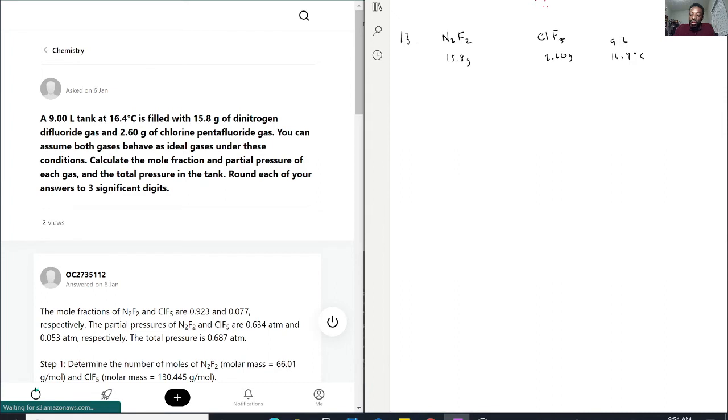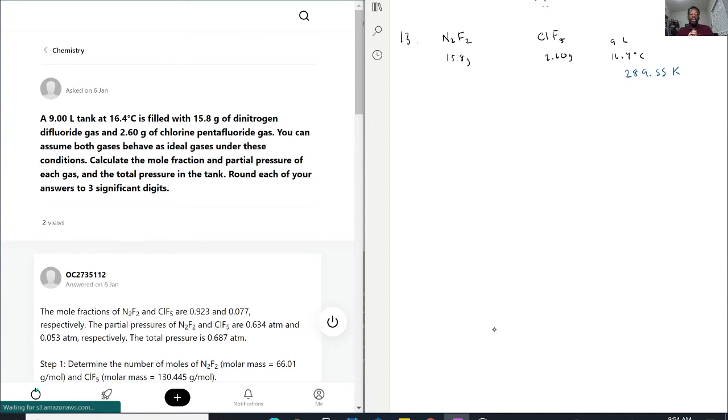So now let's go through. First thing I want to do, we won't need it now, but just because we are going to use our PV equals nRT formula, the temperature there works in Kelvin. So we have now 273.15 plus that 16.4. So we actually have 289.55 Kelvin. Let's leave that there for now.